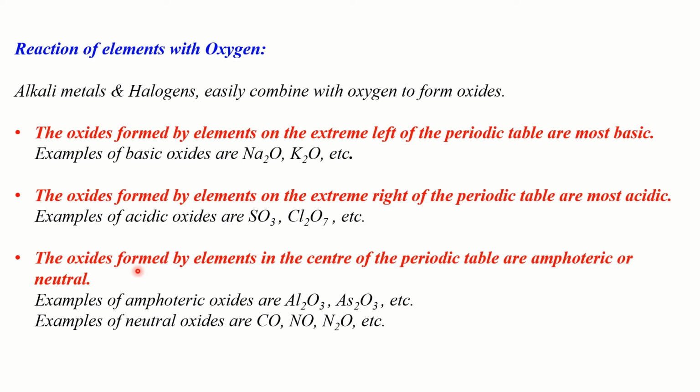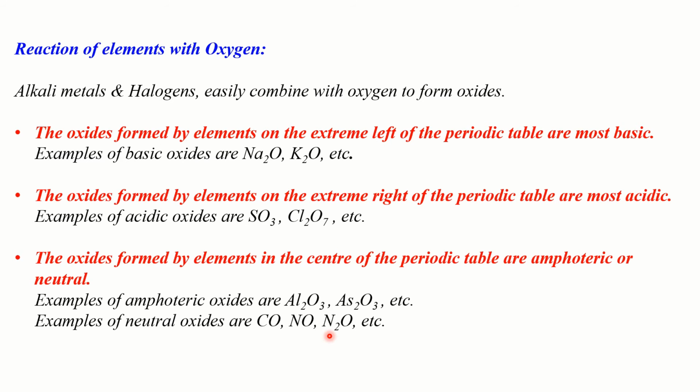Now the oxides that are formed by elements in the center of the periodic table are either amphoteric oxides or neutral oxides. Examples of amphoteric oxides are Al2O3, which is alumina, arsenic trioxide, and so on. Some examples of neutral oxides are carbon monoxide, nitric oxide, nitrous oxide. It is also called laughing gas, isn't it? Nitrous oxide is also called laughing gas. These are some of the examples of neutral oxides.